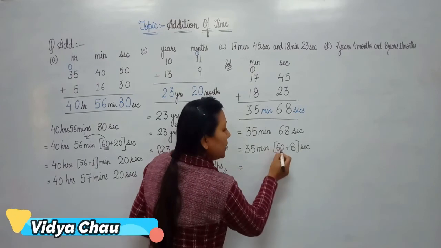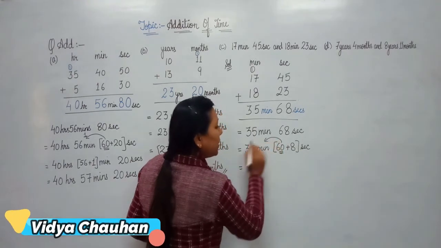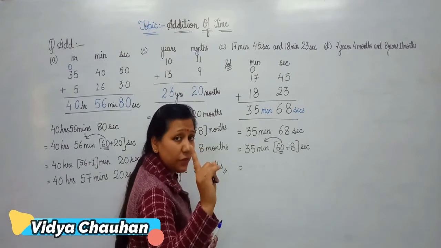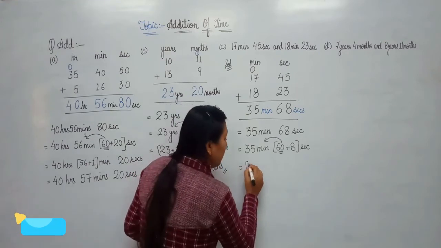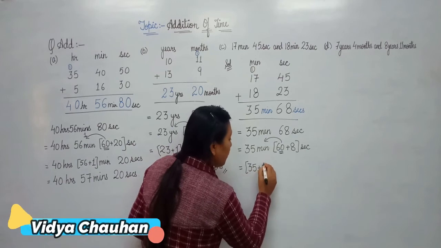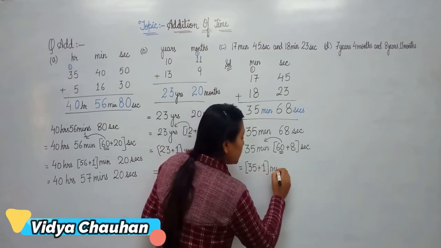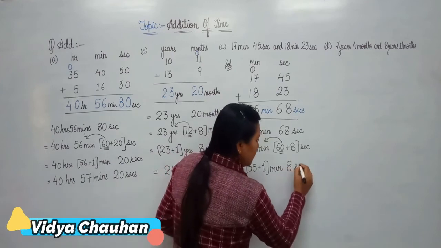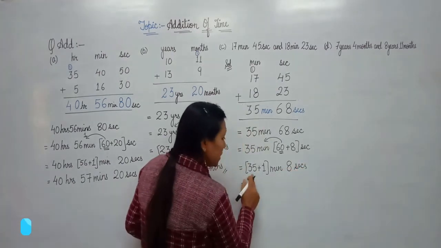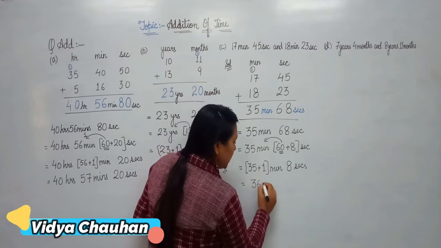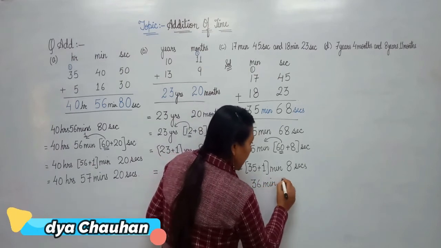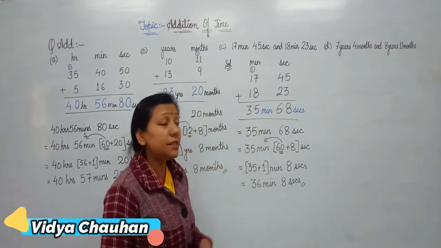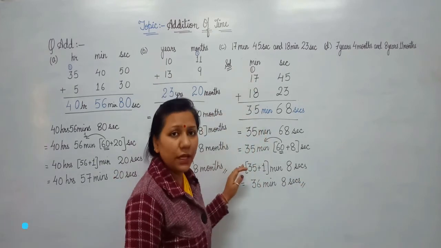In the next step, this 60 seconds will get converted into minutes and become 1 minute. 60 seconds will become 1 minute and will be added here with the value of minutes. So it is 35 plus 1 minute and 8 seconds. So what is your final answer now? 36 minutes and 8 seconds. So this is your final answer for the addition of the third value.